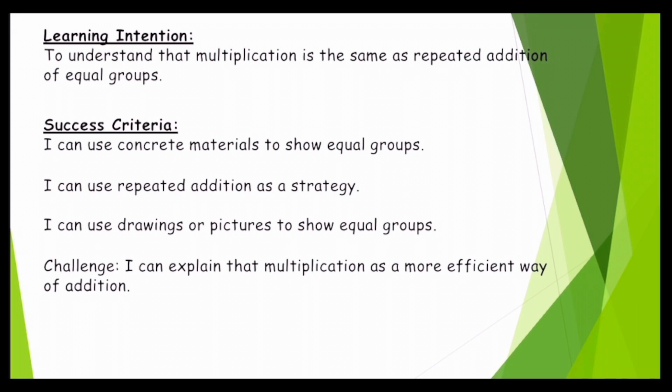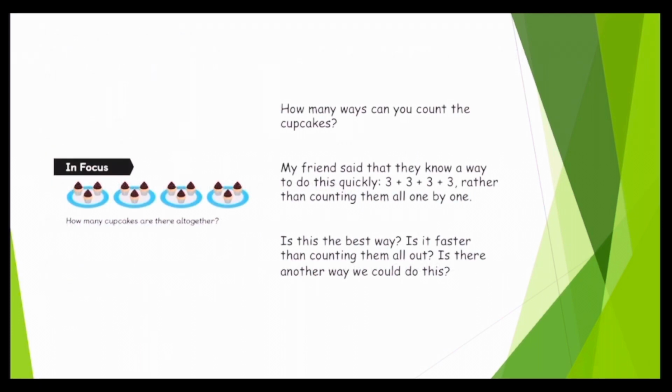Your learning intention for today is to understand that multiplication is the same as repeated addition of equal groups. Your success criteria is: I can use concrete materials to show equal groups, I can use repeated addition as a strategy, I can use drawings or pictures to show equal groups, and your challenge success criteria is being able to explain multiplication as a more efficient way of adding.